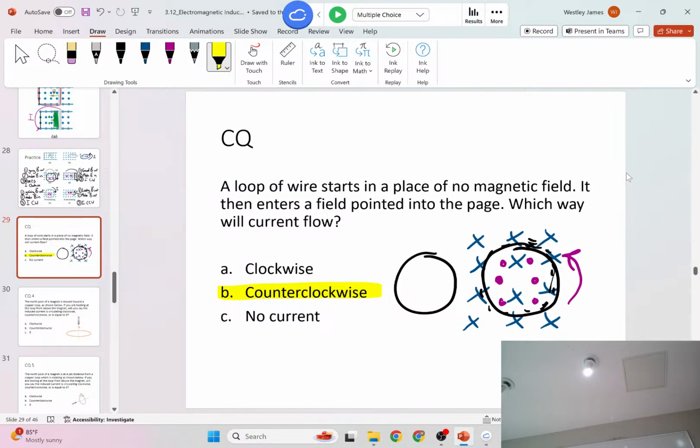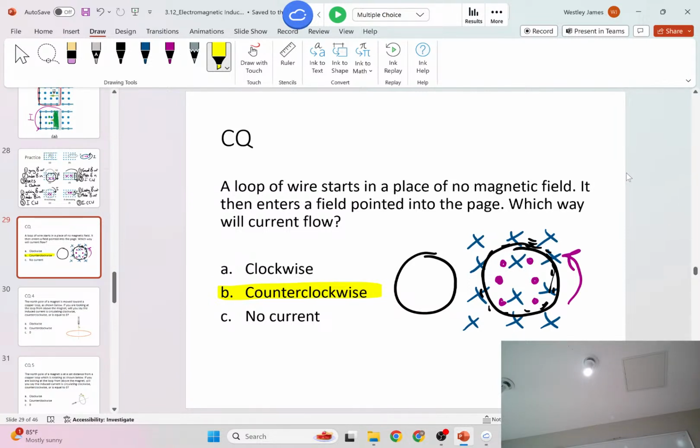It's really hard to make a bunch of set rules for it because there's so many different situations. I could be entering a field that's pointed into the page. I could be entering a field that's going out of the page. I could be exiting a field going into the page. I could be exiting a field going out of the page. I could be decreasing the area of the loop. I could be increasing the area of the loop in a field that's either into the page or out. So it's really hard to make just an if this, then this. You kind of have to go through the logic because all the different permutations are too many to make a big list of.